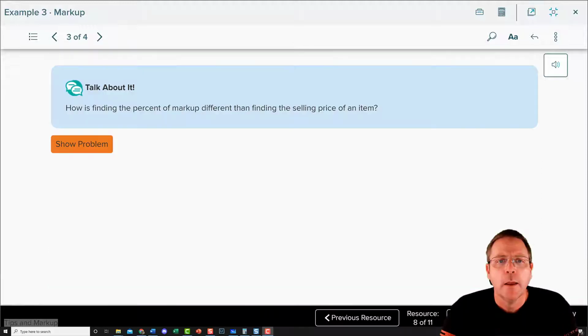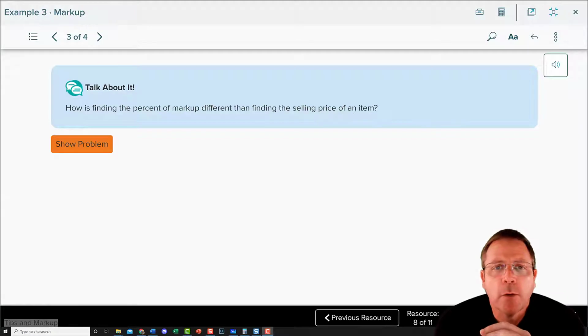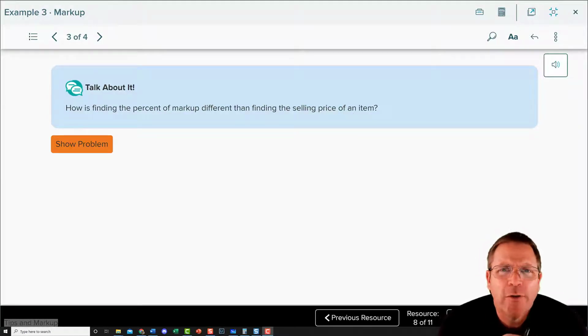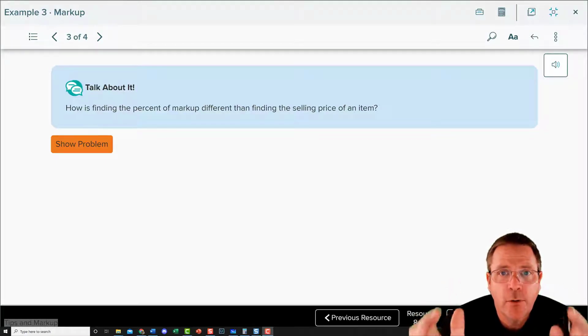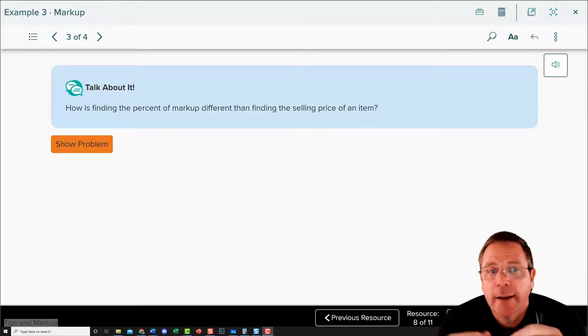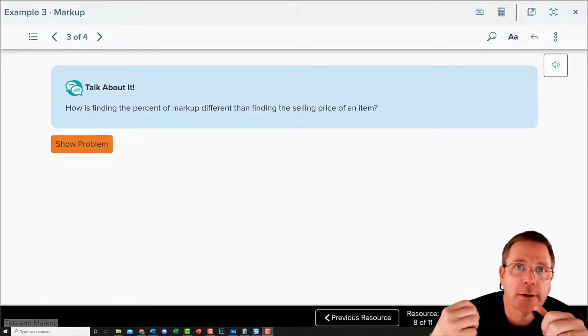Now they have a really good think about it question here. They said, how is finding the percent of markup different than finding the selling price of an item? Well, in the percent markup, you're having to find the amount of change and go backwards to find the percent. In finding the selling price, they give you the percent, and then you have to use that to find the amount of change and add it to your original amount.